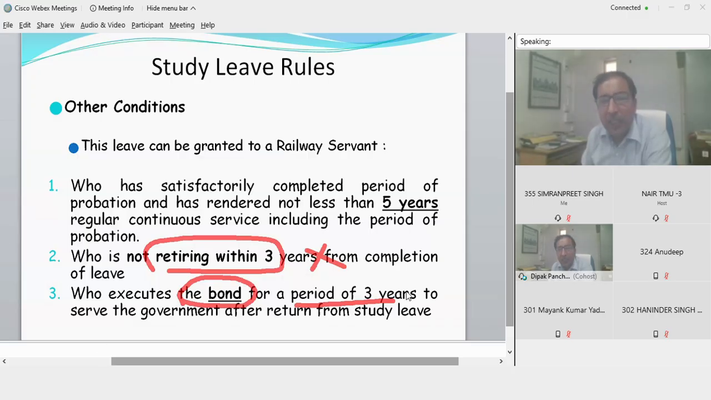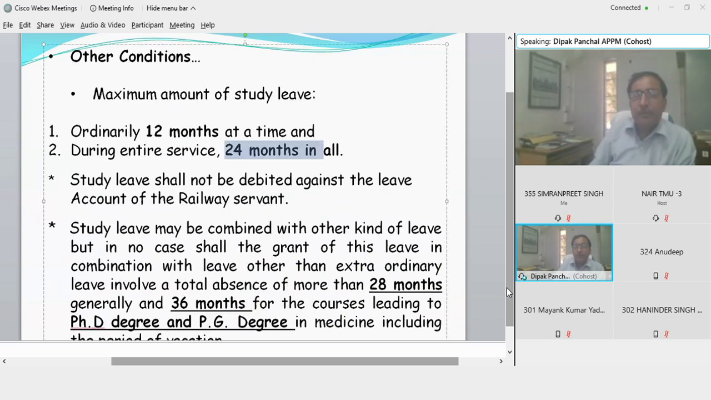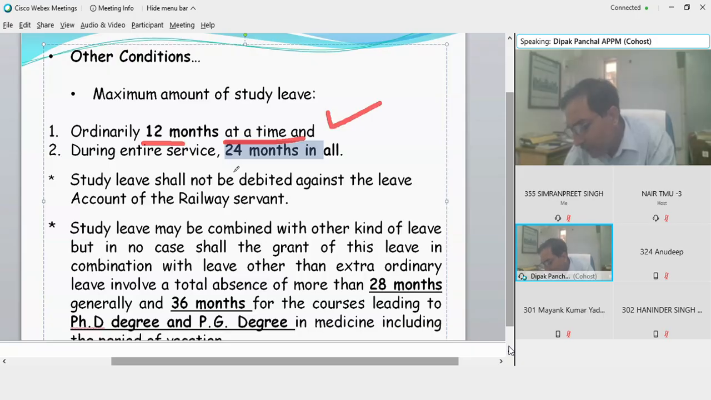The maximum study leave can be 24 months in entire service and not more than 12 months at a time. After 12 months, the performance of the employee is reviewed and then only another 12 months can be sanctioned. Sanctioning leave of 24 months at a stretch or at a time is not correct.